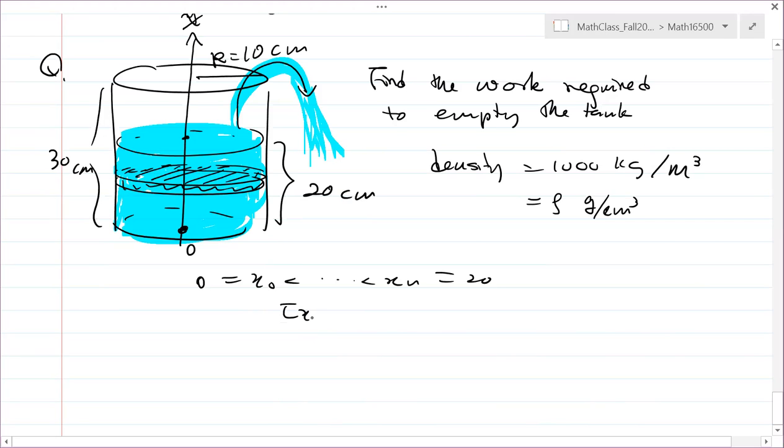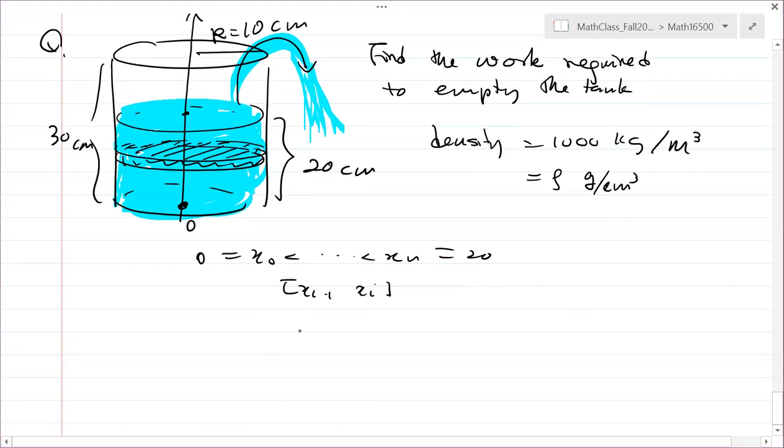For this slice, the ith piece, let's figure out the volume and how heavy it is. You don't need to estimate. Actually, it's going to be the volume: pi r squared times the thickness, delta xi, where r is always 10. That's the volume. The density rho tells you how heavy it is.